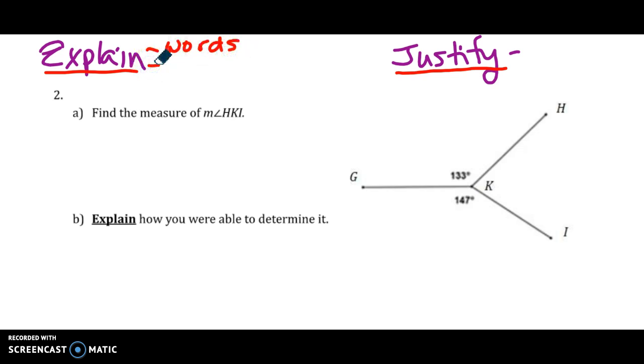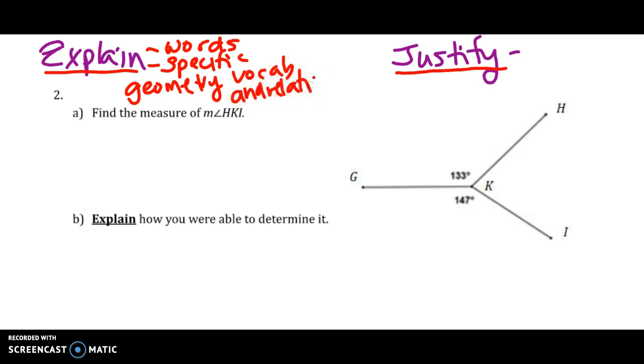And those words can't just be an explanation of what you did. I added and then subtracted, those kinds of things. The words must use specific geometry, vocabulary, and relationships. If you see the word justify, then that means that your calculations are sufficient.